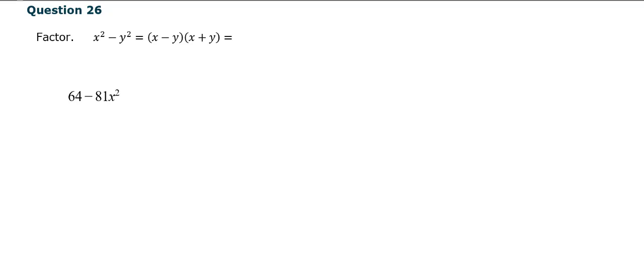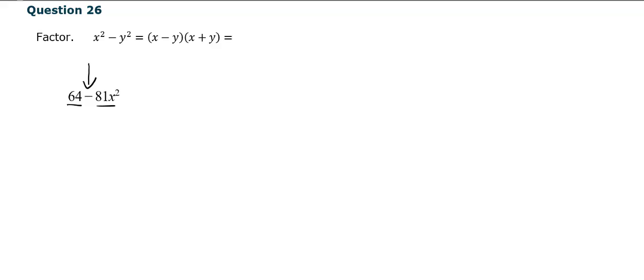Factor 64 minus 81x squared. So again, we have two terms, and we're determining whether or not this is the difference of two squares. Difference again means that it has to be subtraction, and that these two have to be perfect squares, and it fits both. 64 is 8 times 8, and 81x squared is 9x times 9x, and again they're separated by a subtraction.